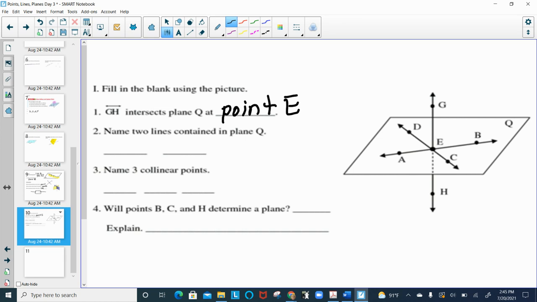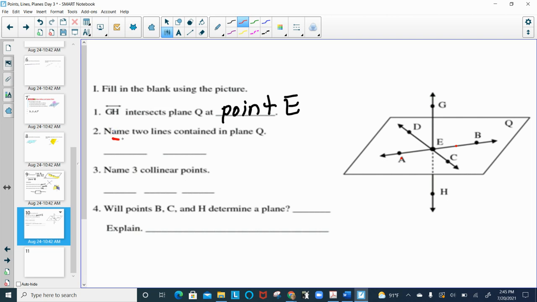Now they want to name two lines that are contained in the plane. So you're going to need this line and you're going to need this line. You cannot pick the GH line because it's not contained in the plane. It just crosses through. So you can call these lines whatever you want. Well, within reason, they don't have a nickname, either one of them.